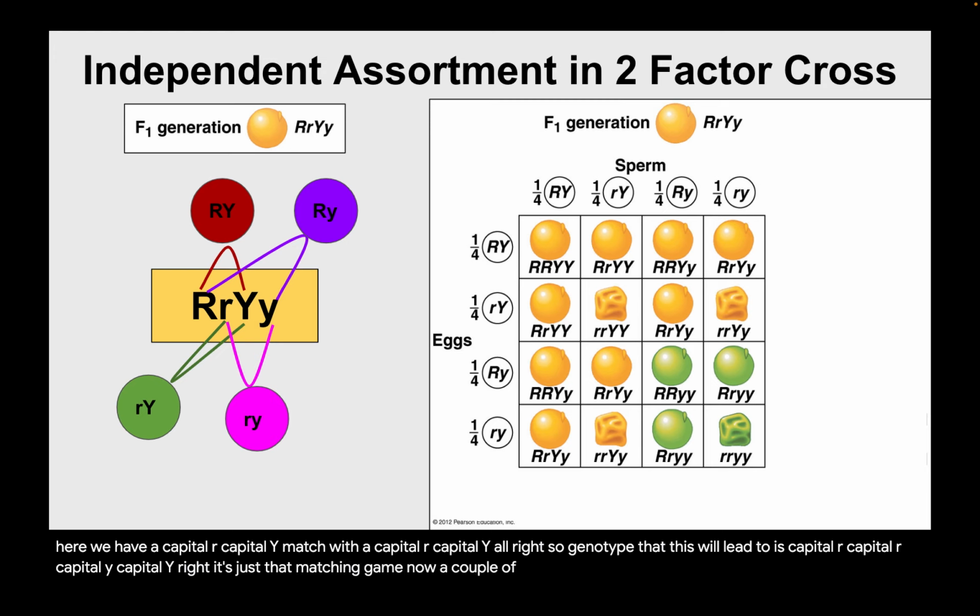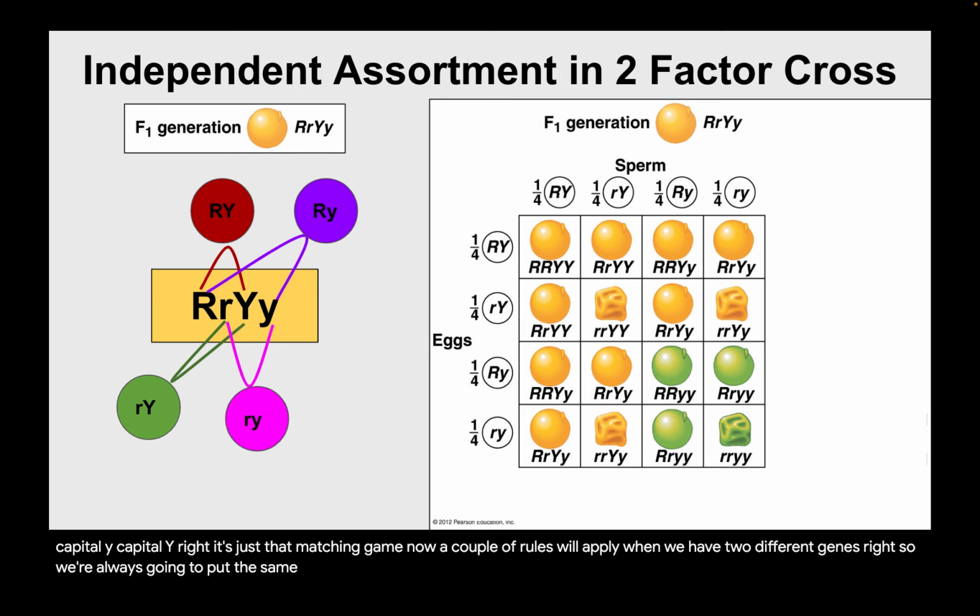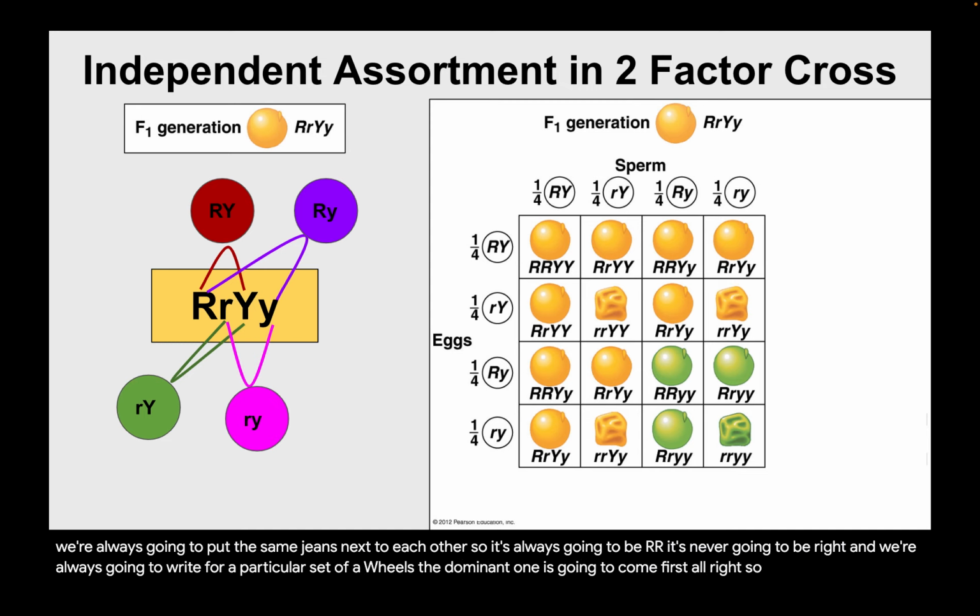Now, a couple of rules will apply when we have two different genes. We're always going to put the same genes next to each other. So it's always going to be RR, YY. It's never going to be RY, RY, right? So we're putting the alleles for the same gene together. And for a particular set of alleles, the dominant one is always going to come first. For example, here I have a lowercase r and a capital R. I would write the capital R first and then the lowercase r. We're always going to put the dominant one first. This is just the standard convention of how to do these types of Punnett squares.